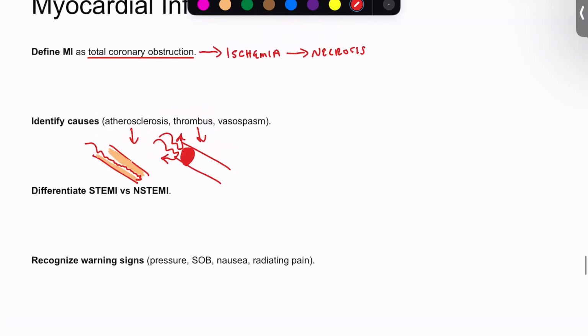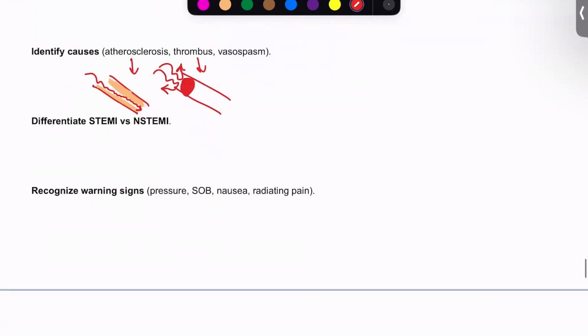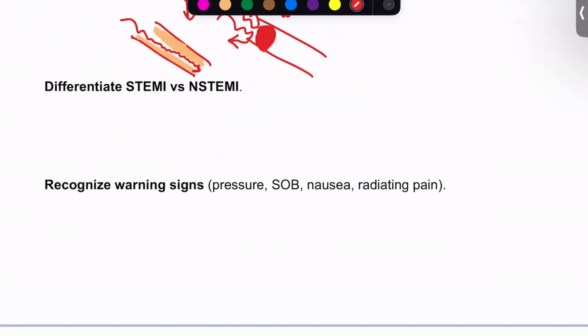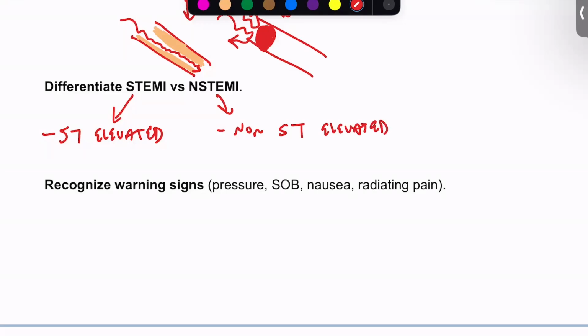Okay, so differentiate the two types of myocardial infarction. Or two different types. These are not the only two types, but STEMI versus non-STEMI. So this one stands for ST elevated. This one stands for non-ST elevated. So your STEMI heart attacks are usually going to be due to total occlusion of an artery. So your STEMIs are going to be your pretty bad ones. Typically, you'll have more severe damage. The STEMI heart attack is usually a complete or full thickness infarction.